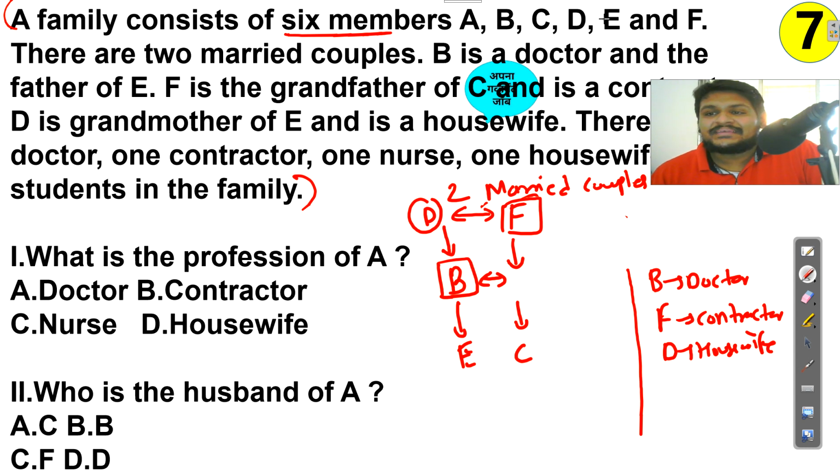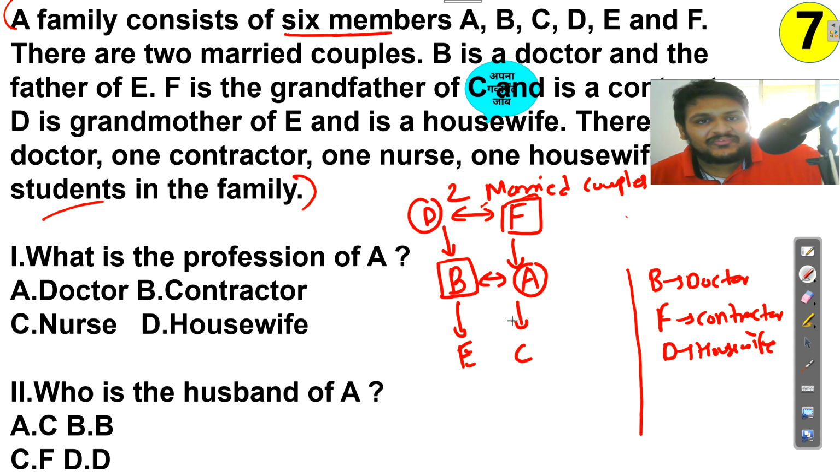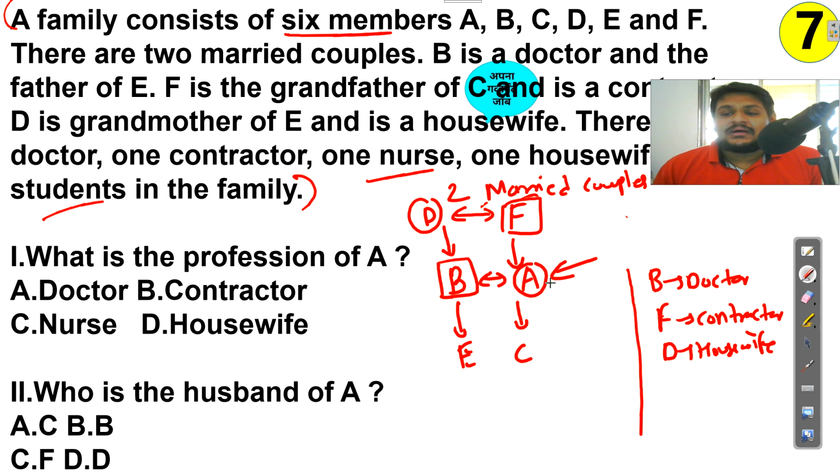So who is left now? B, C, D, E, F completed. A is left, so A will be here, which is your female, like this. Now about B, F and D, we know the occupation. It is given that 2 students are there in the family. Now obviously E and C are children of the family, so they are students, right? If they are students, then only nurse is left, and yes, nurse is satisfying to A because A is female, right? Nurse should be female. Also you can consider like this, that E and C gender we don't know.